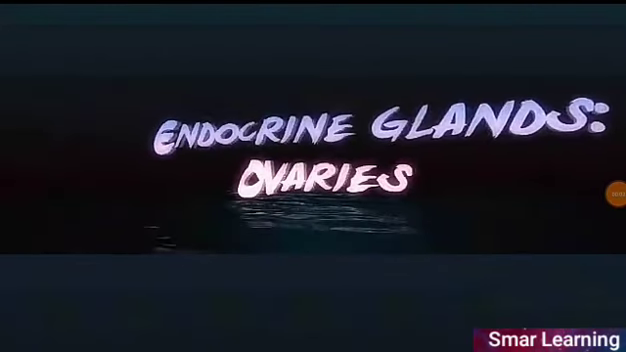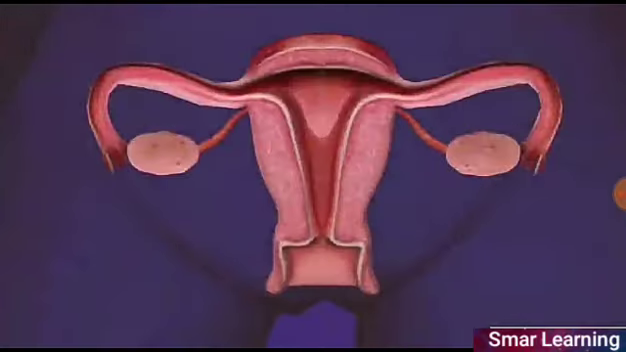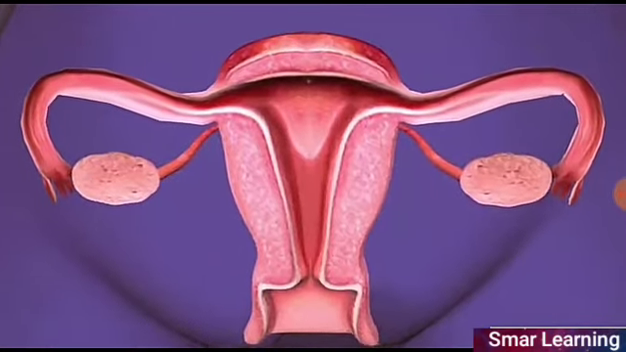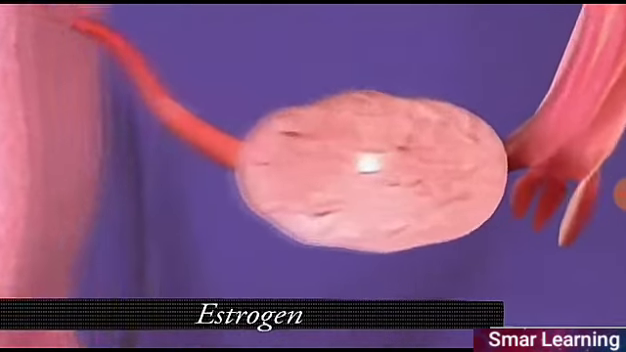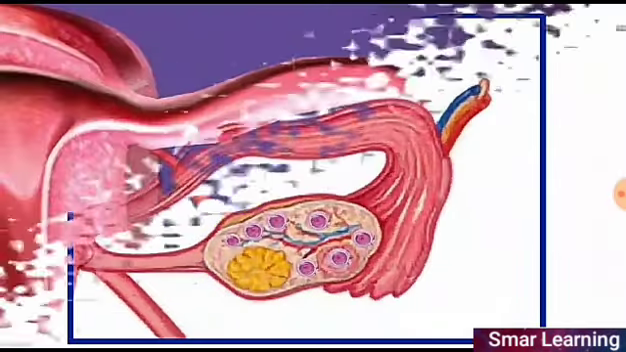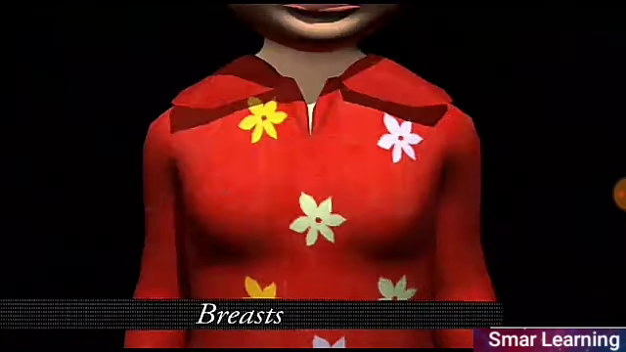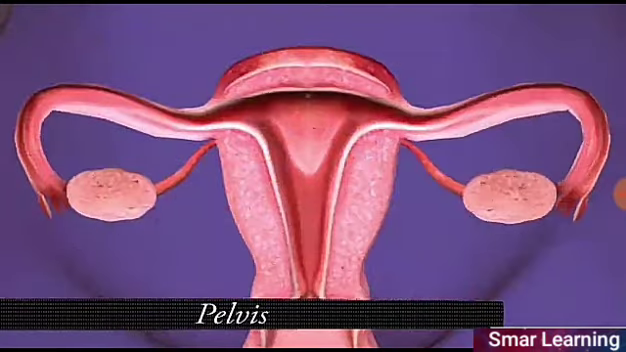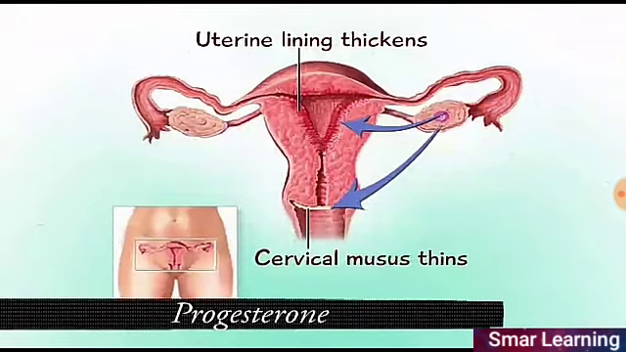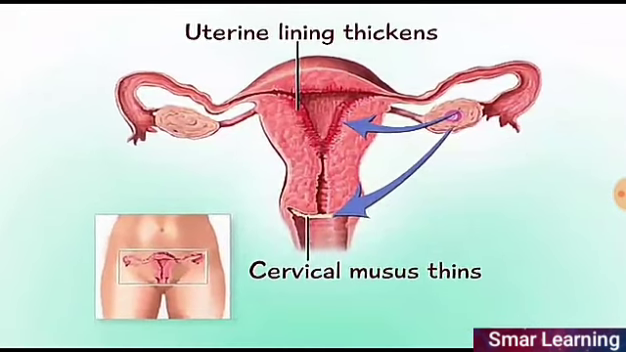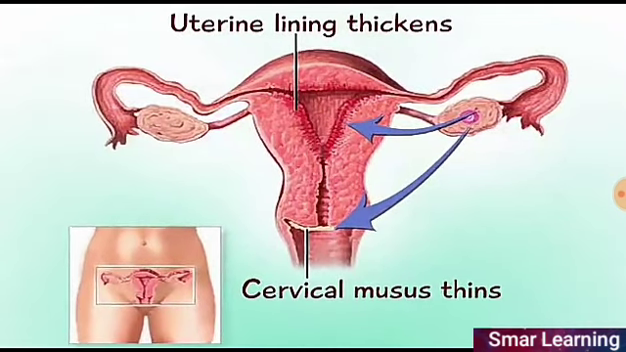Endocrine glands. Ovaries. A pair of ovaries lie in the abdomen in females. They secrete three female hormones. 1. Estrogen, that stimulates the formation of ova in the ovary and development of accessory sex characters such as enlargement of breasts and broadening of pelvis. 2. Progesterone, that stimulates the thickening of uterine epithelium during menstrual cycle and maintains the pregnancy by suspending ovulation.